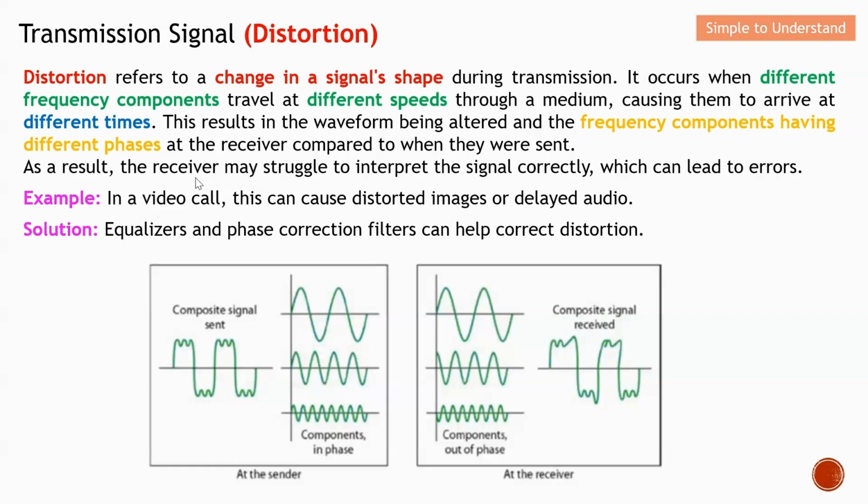A simple example is a video call, where distortion can cause the image to be totally unrecognizable, or there is some form of delay in the audio. One simple solution is to use an equalizer and a phase correction filter. So this is for the distortion.